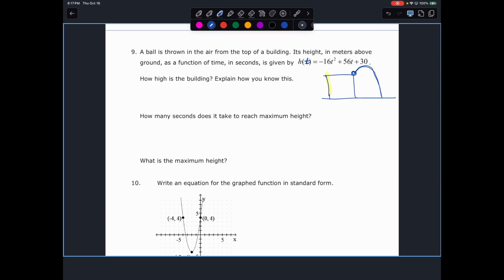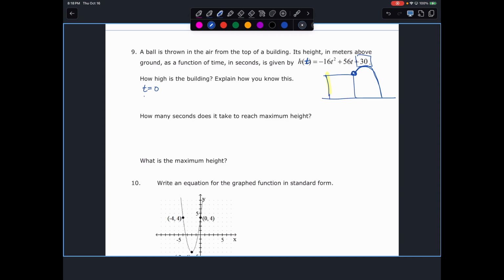How high is the building? Explain how you know this. The constant, yes, but how do you find out? The time at the moment the ball is at the top of the building is what? What is the time at that point? 0. That's right. So the time is 0 when the ball is resting in the hands of the person standing on that building, assuming the height of the person is insignificant compared to the height of the building.